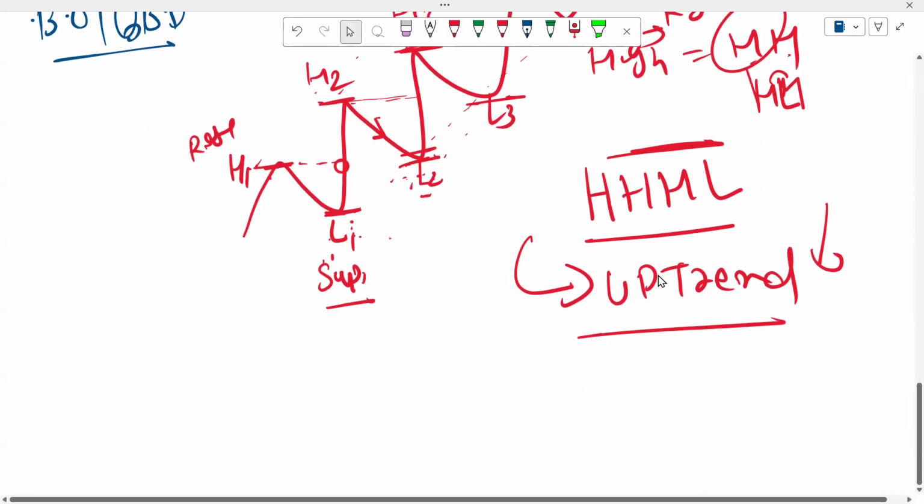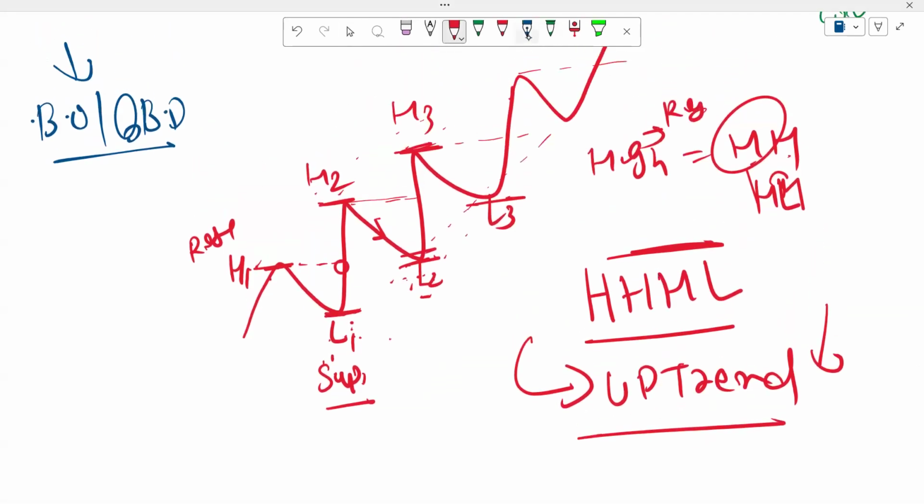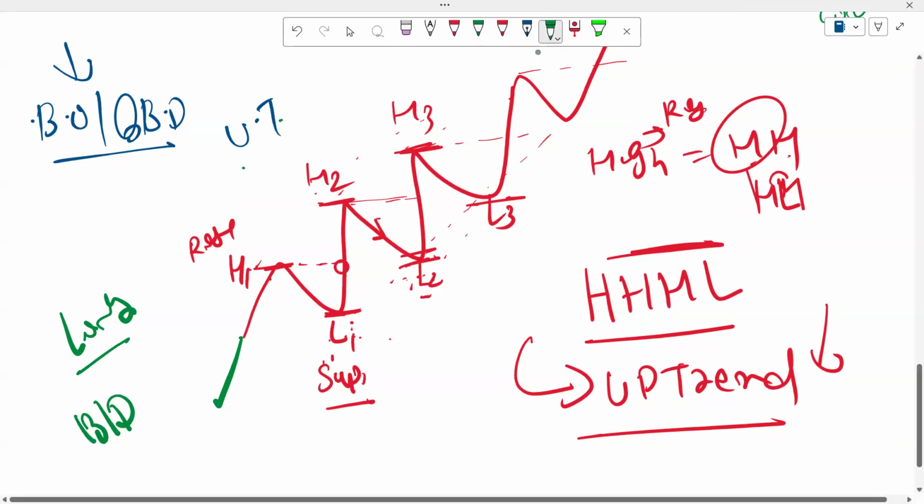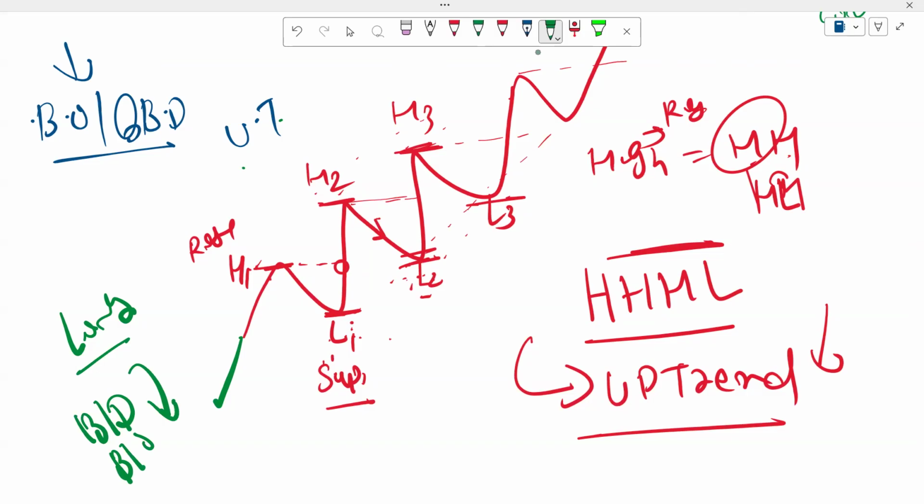So now, can anybody tell me, let's say this market is going up. In an uptrend, what do you look for? You are already long in this position. What will you look for? You will look for breakout or breakdown. Can anybody tell me? What is a surprising element? Breakdown. Breakdown is a surprising element.